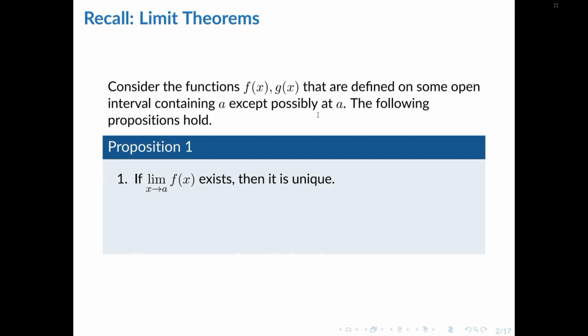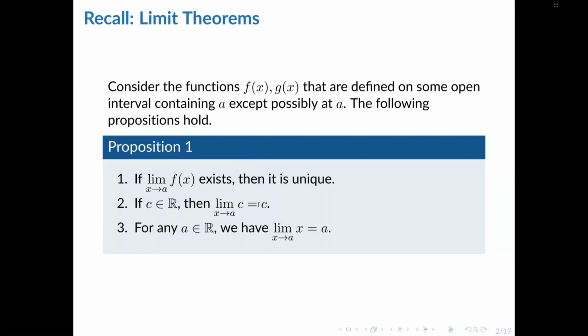The following propositions hold. 1. If the limit of f of x as x approaches a exists, then it is unique. If C is an element of all real numbers, then the limit of C as x approaches A is equal to C itself. For any value of A, which is an element of all real numbers, the limit of x as x approaches A is equal to A.